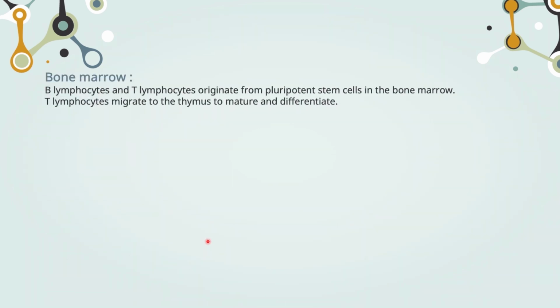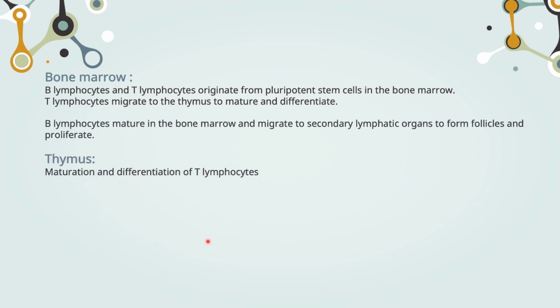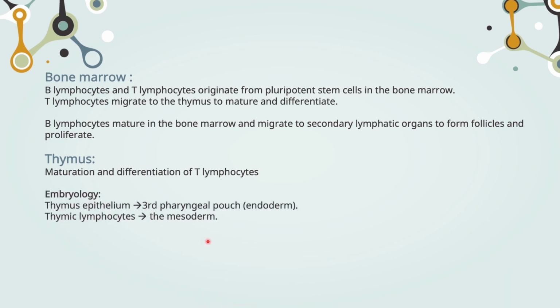Now, we have talked about bone marrow, and from exam point of view, that's all you need to know. It produces B cells and T cells, but B cells, when they are produced, are mature. T cells, when they are produced, are not mature. And this maturation of T cell occurs in the thymus. That's all you need to know. Now, talking about thymus, this is super high yield from exam point of view.